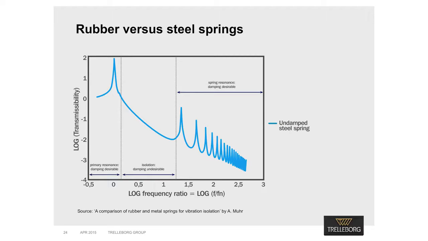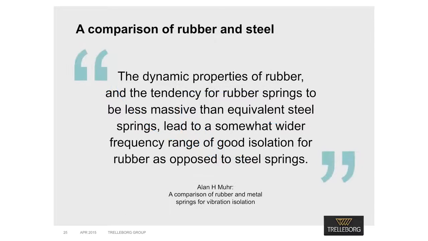Steel bearings require supplemental damping devices to reduce the impact of spring resonance at higher audible frequencies. Rubber, however, has much higher intrinsic damping, so does not require any additional devices. In a paper titled A Comparison of Rubber and Metal Springs for Vibration Isolation, Dr. Alan Muir concludes, "The dynamic properties of rubber and the tendency for rubber springs to be less massive than equivalent steel springs lead to a somewhat wider frequency range of good isolation for rubber as opposed to steel springs."